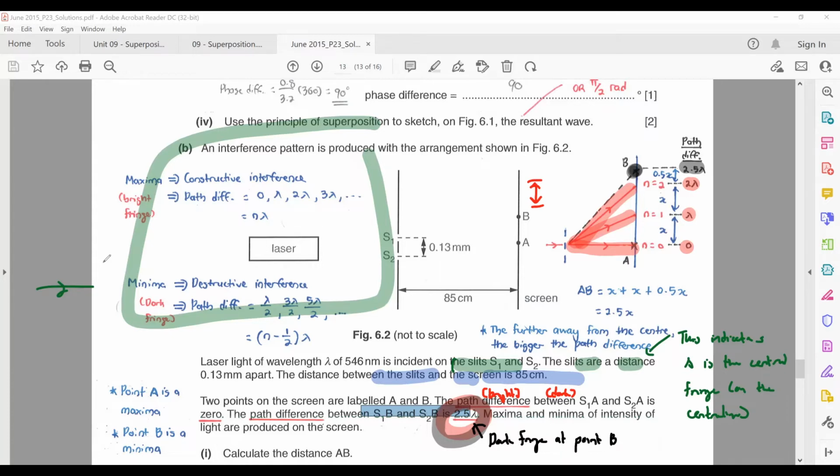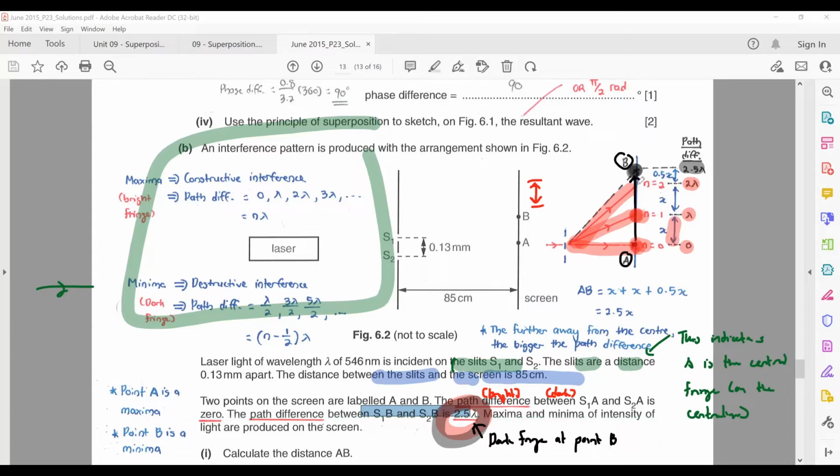So they want you to find out what is distance AB. If A is here and B here, from here all the way to here, how many x do you think you have? Remember the distance between adjacent bright fringes is x. So from the central bright fringe to the first bright fringe here, you have one x.